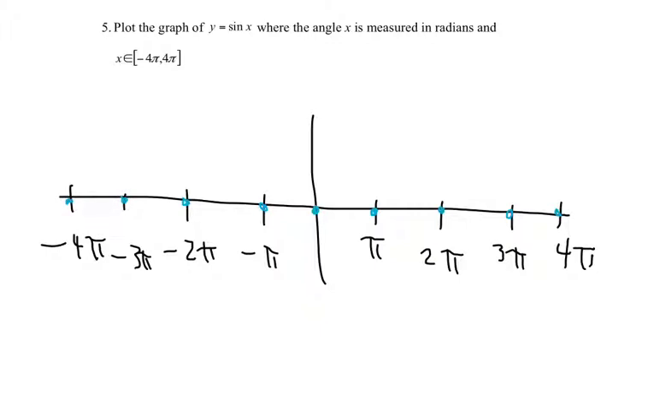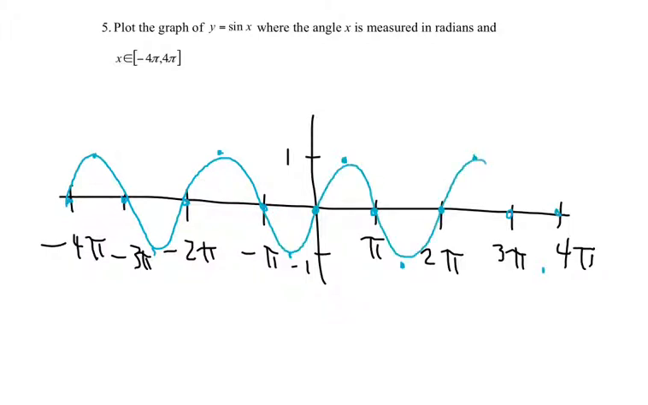At pi over 2, I've got my maximum. That's going to be up at 1. So I'm going to put in my 1 and my negative 1. So pi over 2 is where I have my maximum. 3 pi over 2 is my minimum. And those alternate. Over here I'll have minimum, maximum, minimum, maximum. And now I just want to try and draw as smooth of a curve as I can. Try not to have corners. Okay. Try also to reach your maximum points.